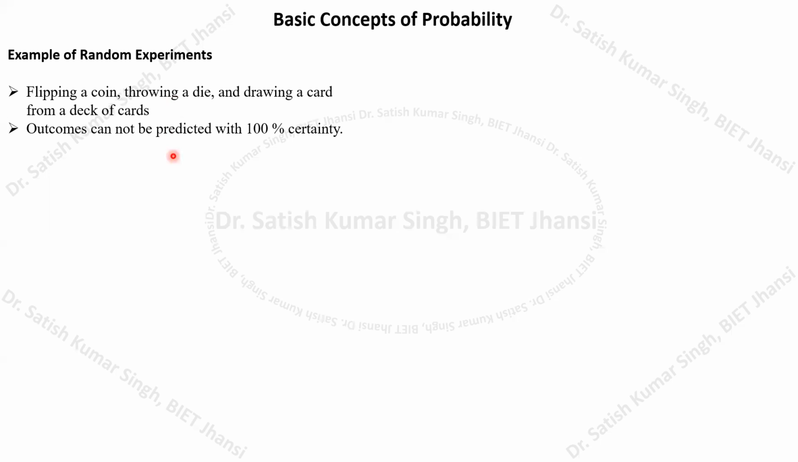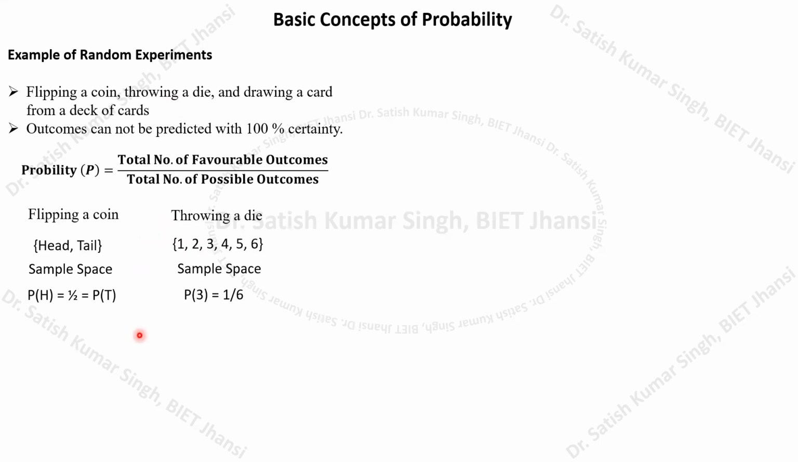Similarly, in drawing a card from a deck, there are a total of 52 cards, and we cannot tell which particular card will come. Therefore, if we conduct any random experiment, the outcomes cannot be predicted with 100% certainty. But what we can do is define the probability of certain outcomes. So what is the basic definition of probability? Probability is the total number of favorable outcomes divided by the total number of possible outcomes.